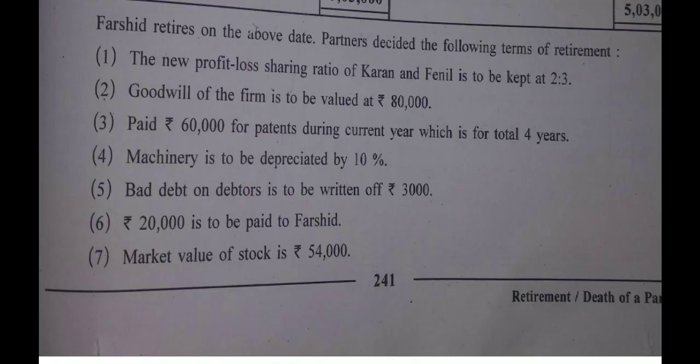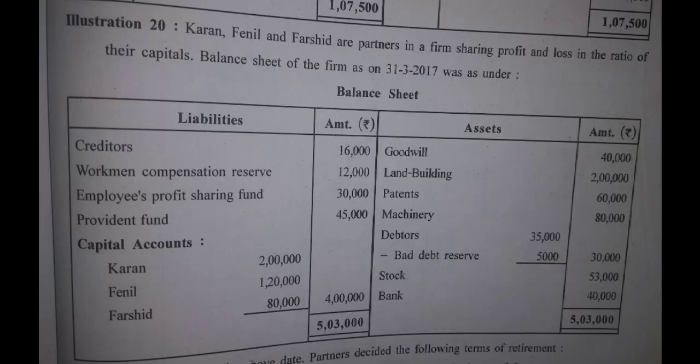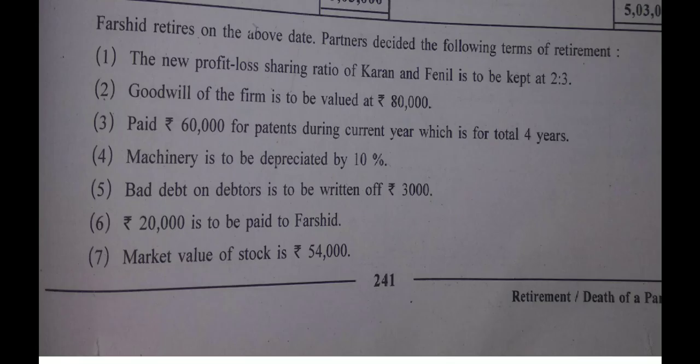Rupees 60,000 is paid for patents during the current year, which is for a total of 4 years. Alright, this seems to be new. 60,000 paid for patents. You can see here it is 60,000 in the balance sheet, and they say this is for 4 years. Yes?